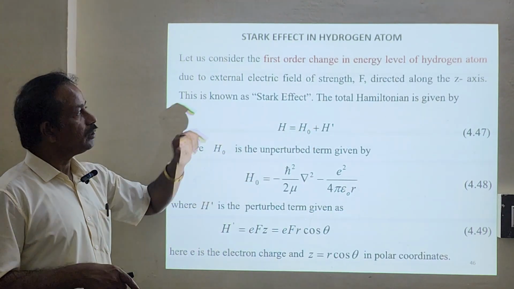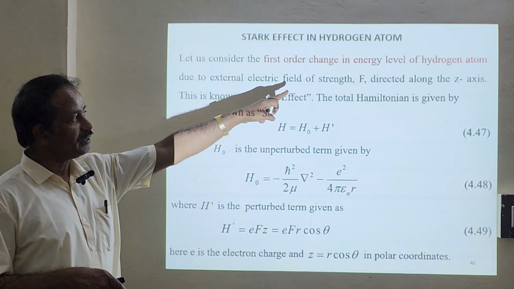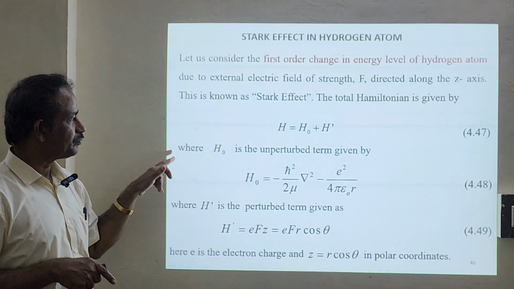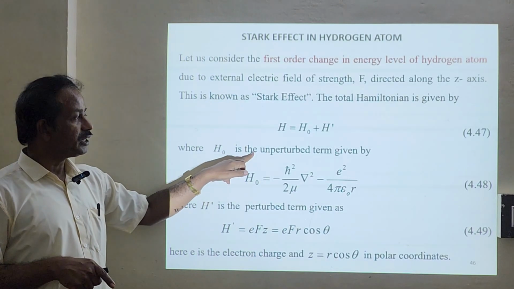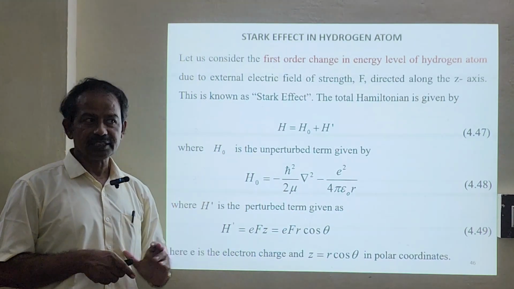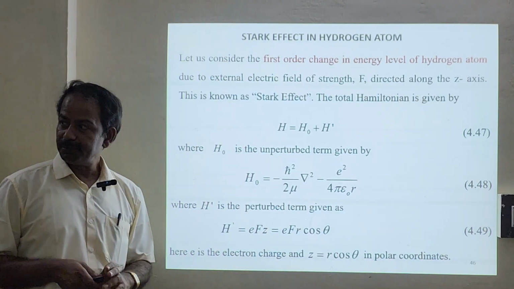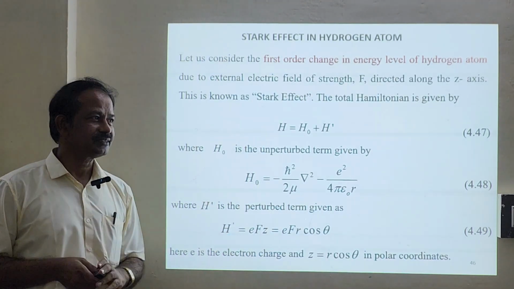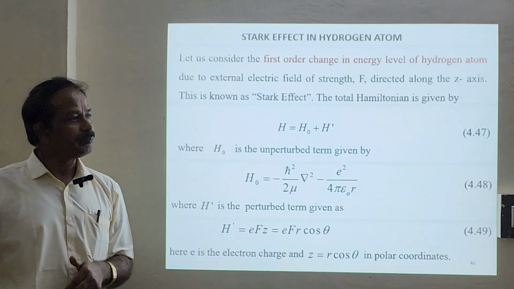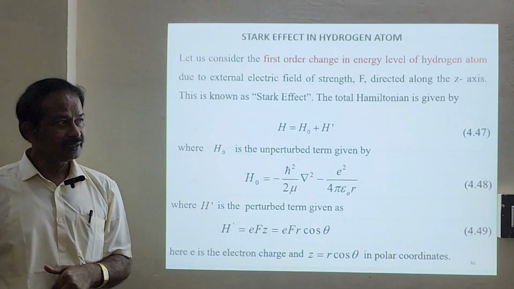Now we are going to apply the external electric field F, which is along the Z axis. That is very important. And your H naught will be the unperturbed Hamiltonian, which is given by the addition of kinetic energy and potential energy. Here, instead of M, we have used the reduced mass, with ME and MP. So your mu will be ME MP divided by ME plus MP.